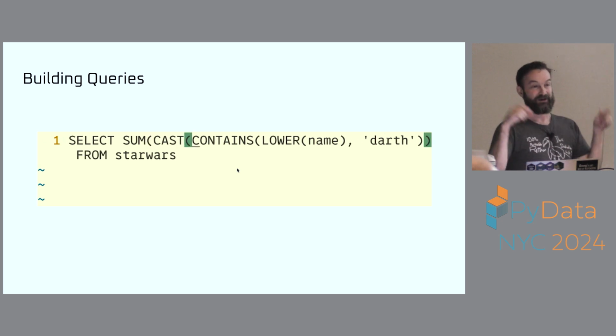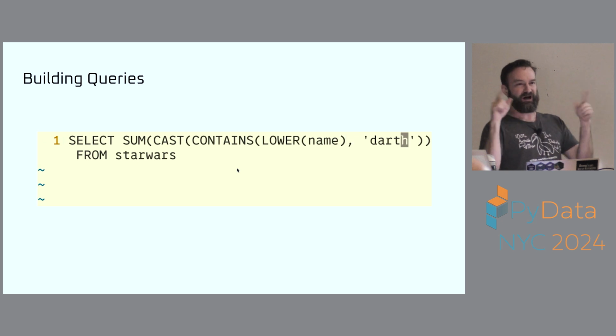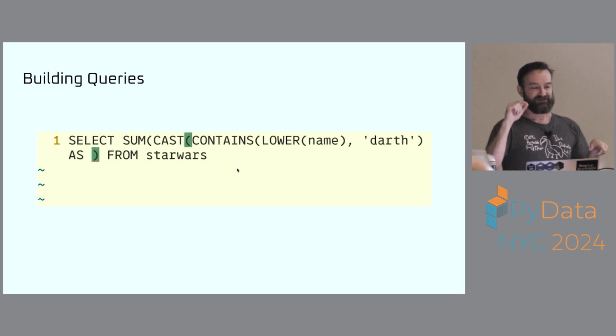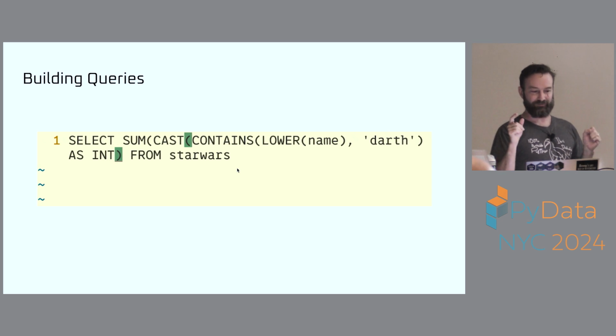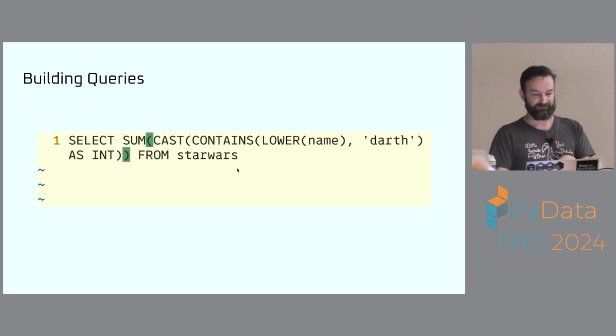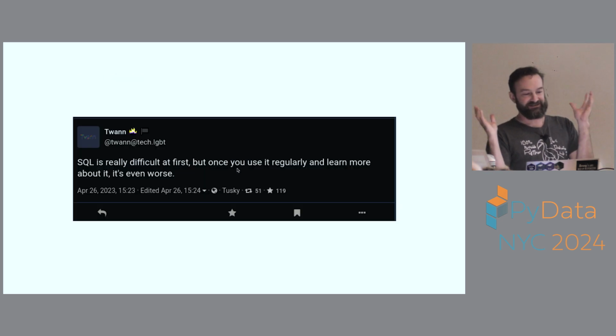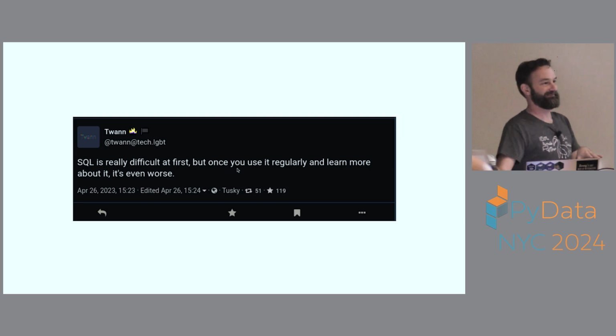so I'm going to need to cast that to an integer, so I better put the cast in there. Do you do a comma with the cast, or do you say as? It's not a comma, it's as. Did I count the parentheses right? I don't remember, and also don't forget the semicolon at the end, right? And so here's the thing, SQL is really difficult at first, but once you use it regularly and learn more about it, it's even worse. Okay?